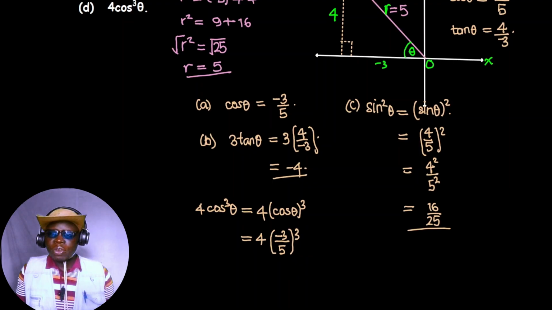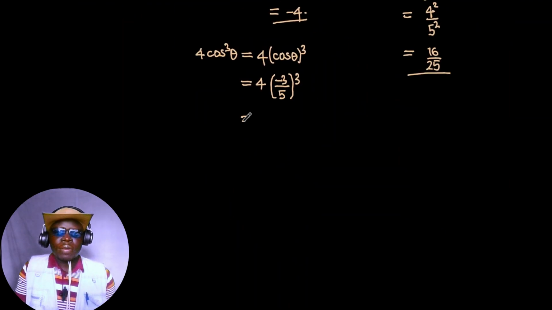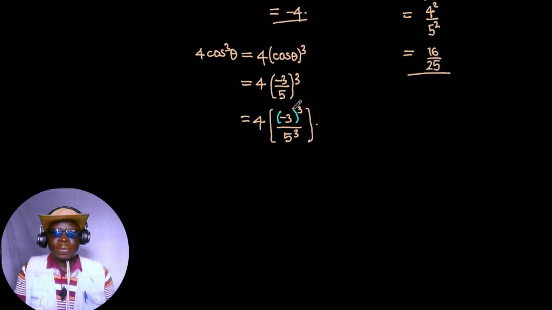Now doing the same like what we've just done here, we'll have our 4 still hanging around here, and distributing this exponent 3 to these numbers. Maybe let me create another bracket inside here, because this is a negative number, such that we have our negative 3 raised to the power of 3, and we're dividing it by 5, again raised to the power 3, and this is from distributive law. So this bracket here means we're gonna multiply the result by 4 after simplifying what is inside the bracket.